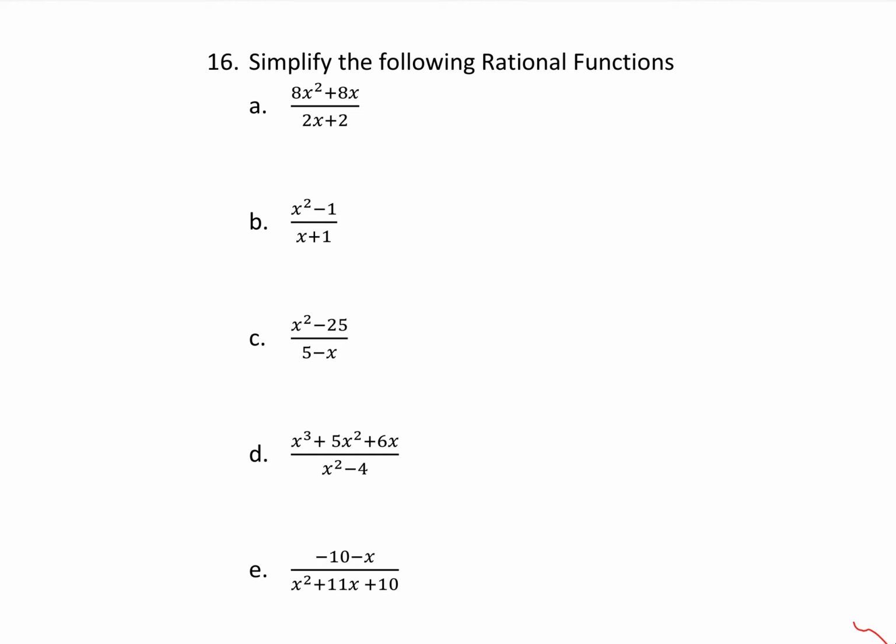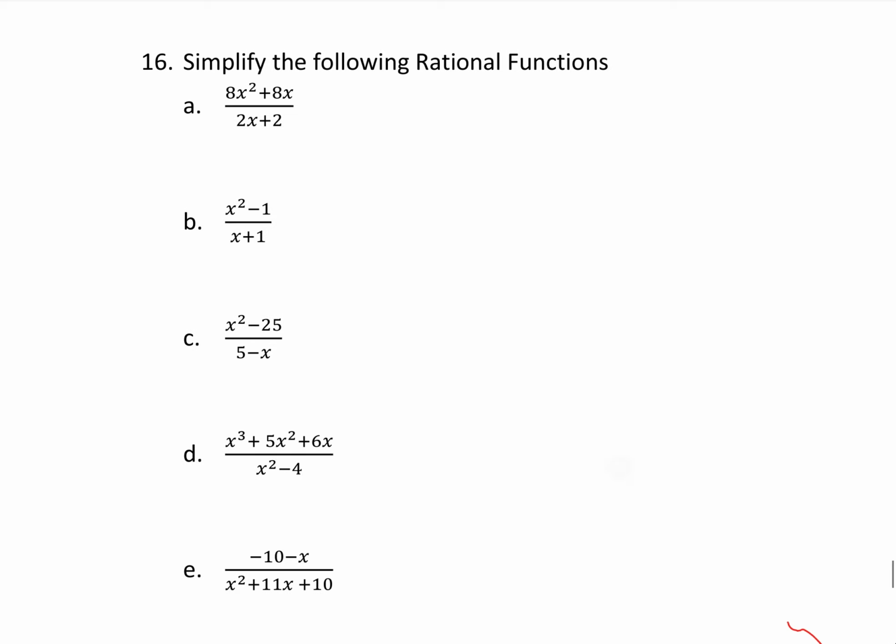Okay, so for our last question, number 16, we're going to talk about simplifying rational functions. This is not difficult. It's actually taking factoring and putting it on steroids a little bit. But as long as you keep the top and the bottom separate, you should be just fine.